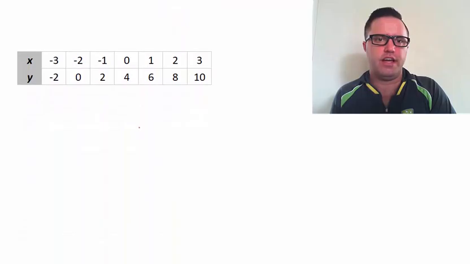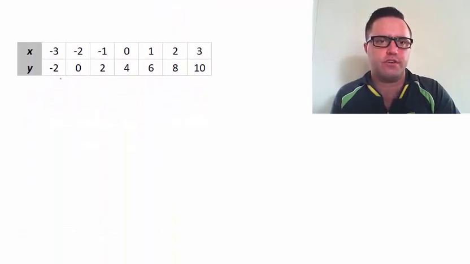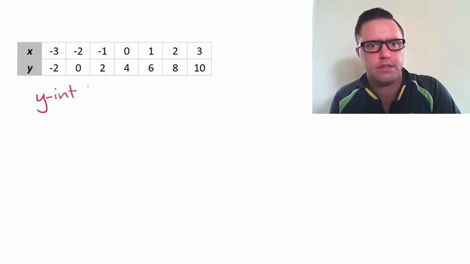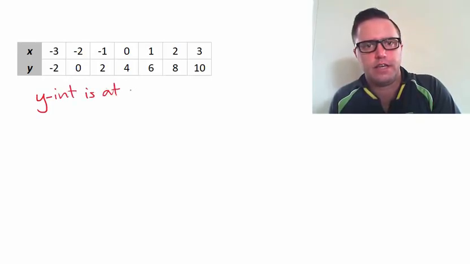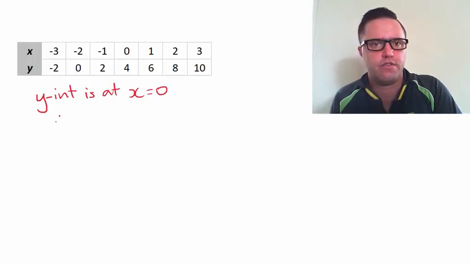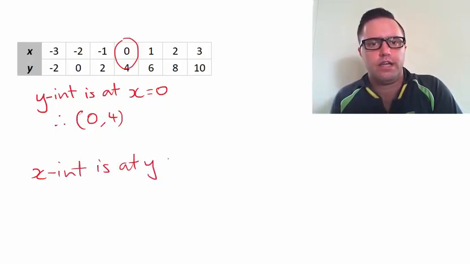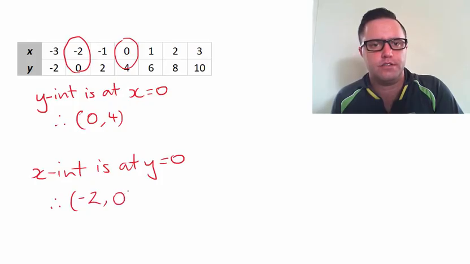And if you've got a table of values, remember we're looking for the zeros. Remember our y-intercept is at x equals 0. Therefore, let's find it: x is 0 at y equals 4. Therefore, we find it at (0, 4). Our x-intercept is at y equals 0. So we find what that is. It's here. Therefore, it's at (negative 2, 0).